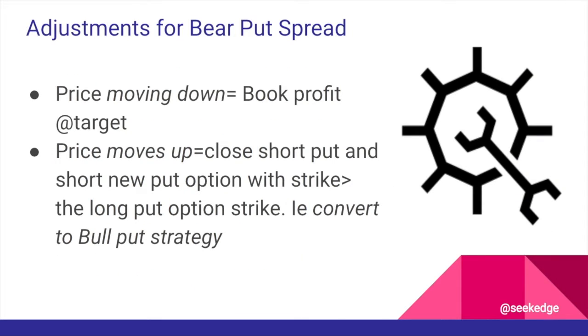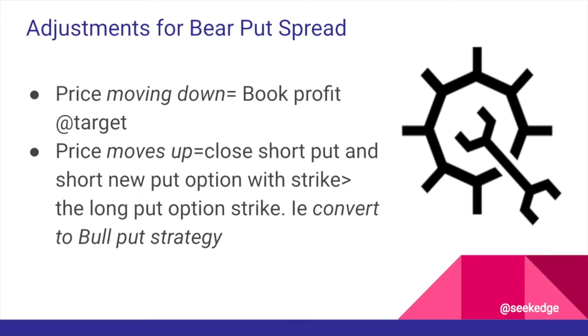Let's move on. What adjustments do we make for the bear put spreads? Adjustments are made when the view is going wrong, right? We expected the market to come down, but the market went up, right? So different scenarios: the price may be moving down, which is in favor of what we thought. The target is reached, that means we are profitable and we book and come out. But if the price moves opposite, what do we do? We convert that into a bullish strategy, what we learned last time, bull put, right? The bear put will convert to a bull put.